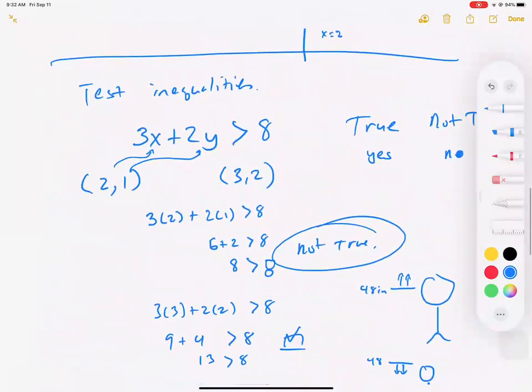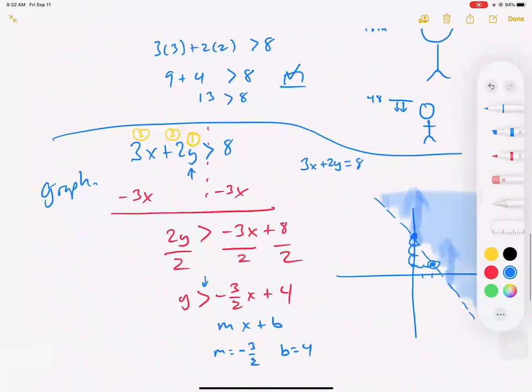Our second point was 3, 2. Let's go map that out. 1, 2, 3 kind of, and then up 2. Hey, we're in the neutral zone. We're in the zone. And that reflects that these answers are in our okay area. These are our true statements areas. Okay?